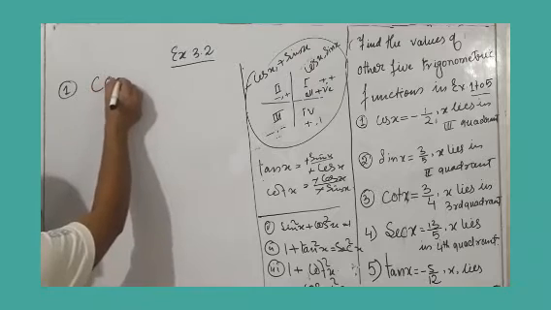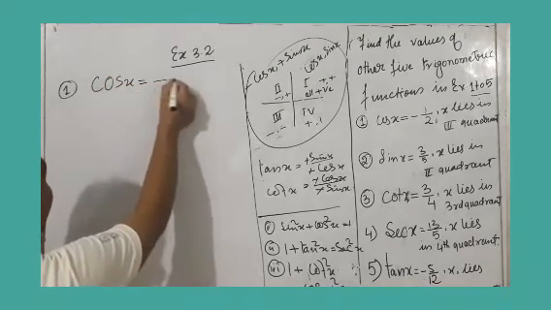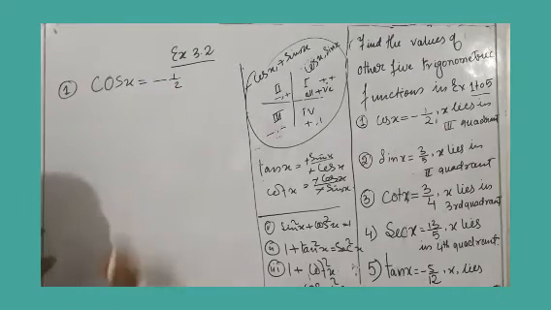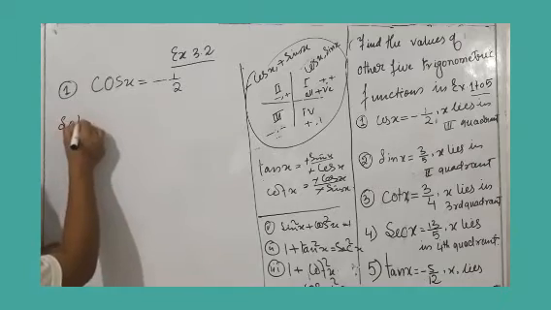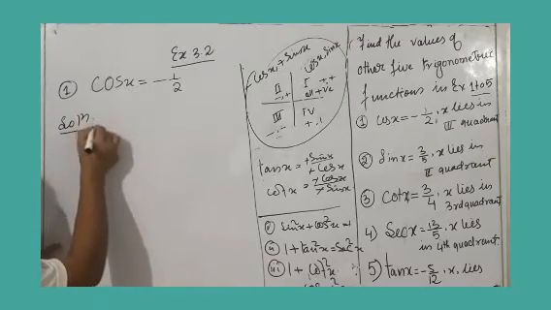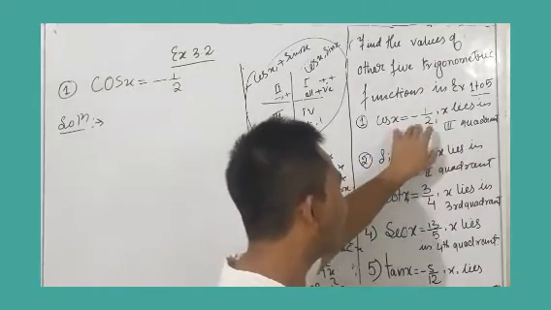Cos x equals minus 1 by 2. Okay, minus 1 by 2, and then here what we can write. So what is that? Cos x equals minus 1 by 2.